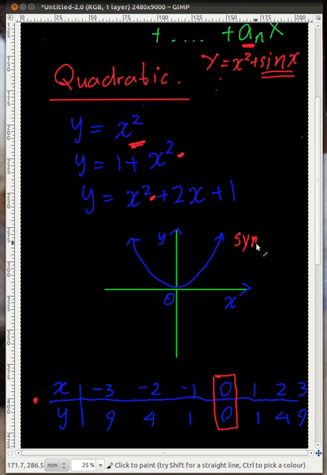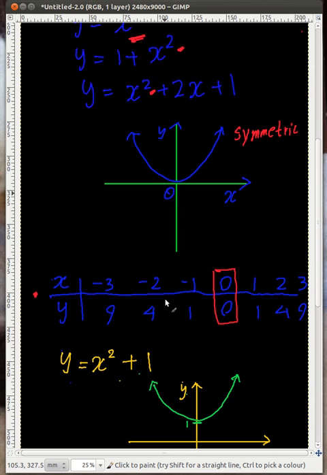So that's one property of quadratics. It is symmetric about this line. And I don't want to say it's always symmetric about the y-axis because it's not always the case, as you will see soon.